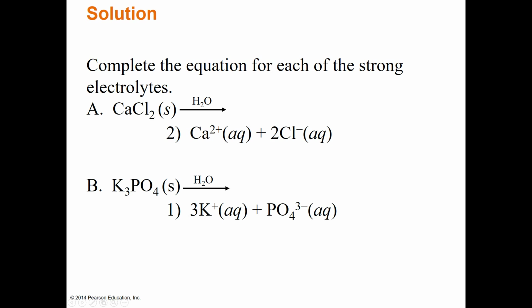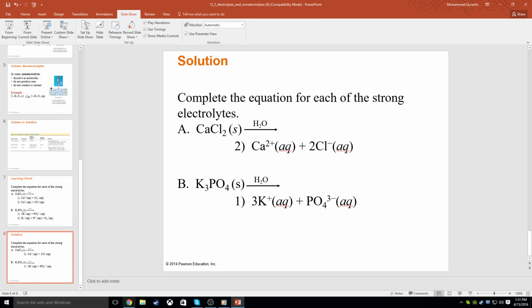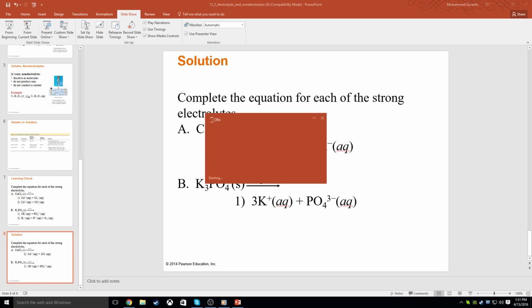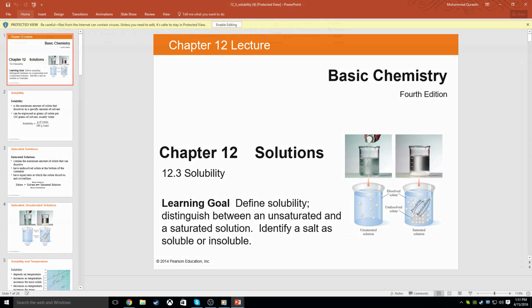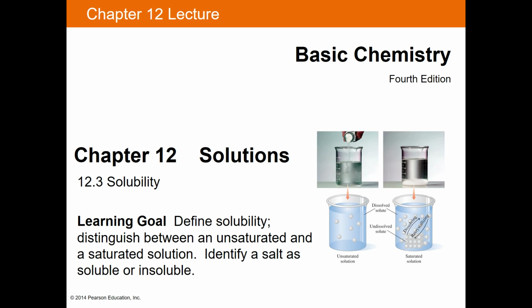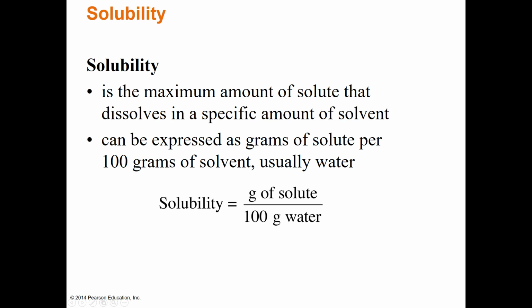All right, so let's go ahead. We're going to start using our rules again. Define solubility, distinguish between an unsaturated and a saturated solution, and identify a salt as soluble or insoluble. Solubility is the maximum amount of solute that can dissolve in a specific amount of solvent, and it can be expressed as grams of solute per 100 grams of solvent, which is usually water. So grams of solute divided by 100 grams of solvent would give you the solubility of the substance. And it's usually at a specific temperature too, because if you heat the solution up, you can usually dissolve some more solute.